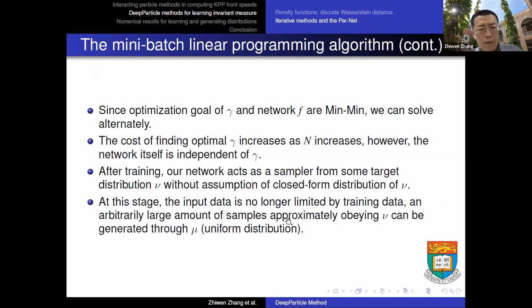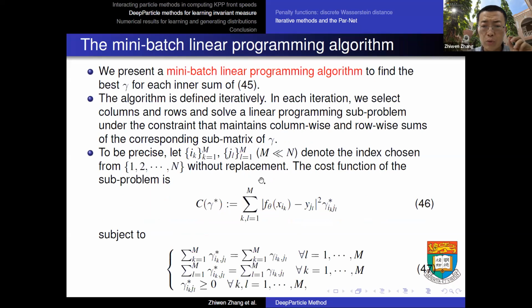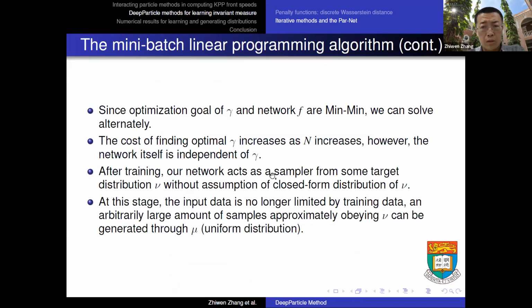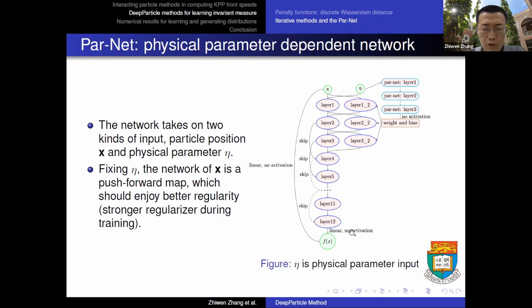All right. One more beautiful thing here is this. When the training is finished, this network can be viewed as a sampler. For example, your training data set is 1,000. But after training, you can input 10,000 or 100,000 inputs, and you can get a corresponding output. So in this case, you can view this as a sampler. Okay, here is our network.